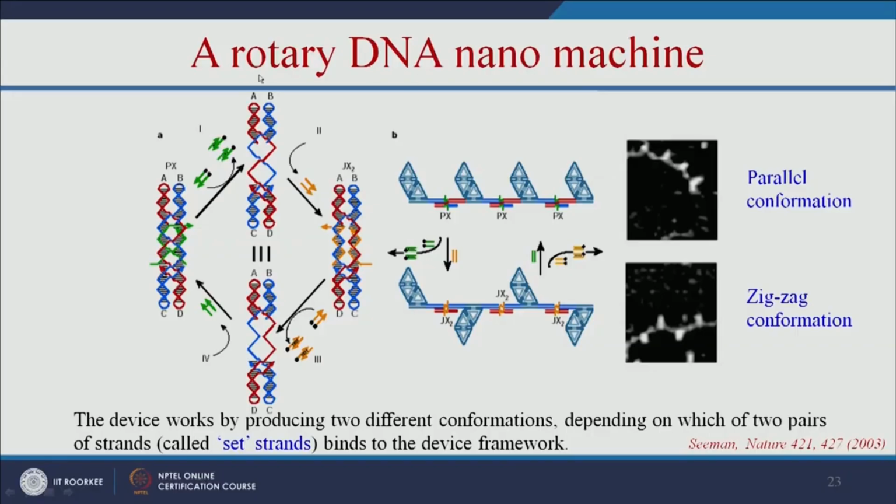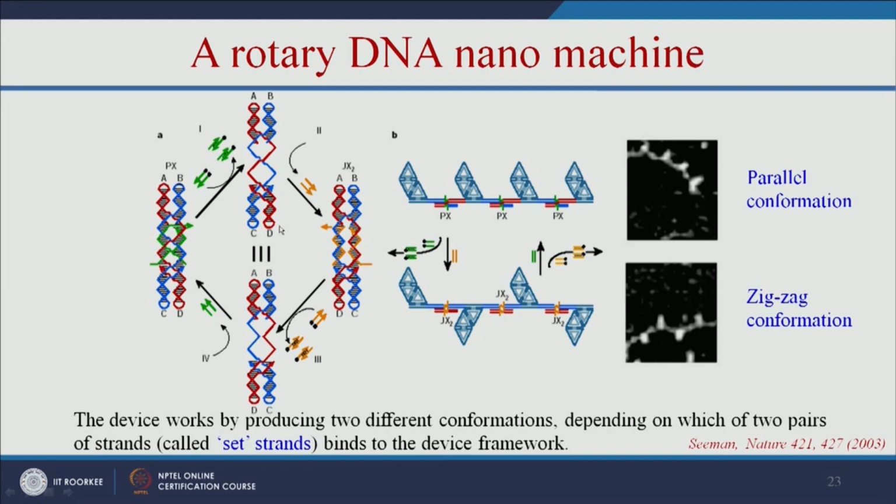So the next example is rotatory DNA nanomachine. Here this device works by producing two different conformations, parallel conformation and zigzag conformation, by using two pairs of strands, that are called set strands. Okay. That will bind to this single stranded DNA, and it will make this kind of parallel or zigzag conformation. So here you can see the example.